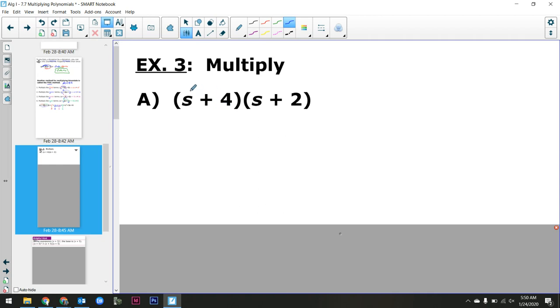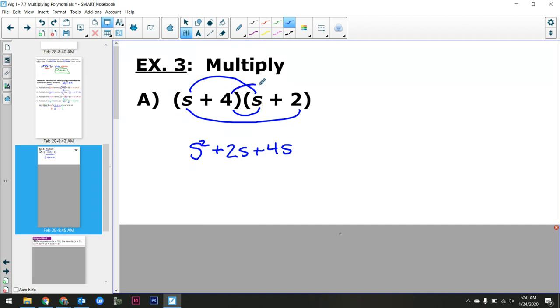All right, so here we go. First, s times s is s squared. Outer, s times 2 is 2s. Inner, 4 times s.